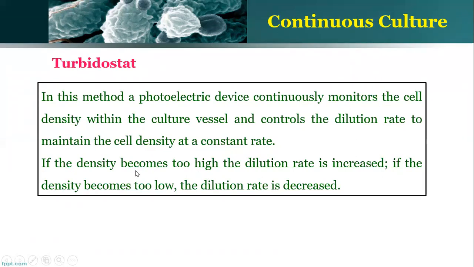So that means if the cell density is high, the dilution rate is increased. If the cell density is too low, that means the organisms are not grown properly, then the dilution rate is decreased. That means you should give some period of time to grow the organism. So finally, if the cell density becomes too high, the dilution rate is increased, and if the cell density becomes too low, the dilution rate is decreased. These two methods are continuous culture methods.